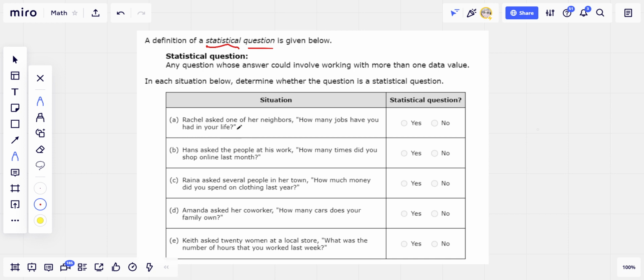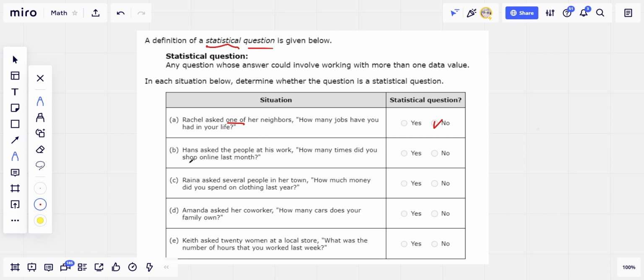A says, Rachel asked one of her neighbors, how many jobs have you had in your life? Now this one right off the bat might be confusing because there's more than one job, but Rachel only asked one of her neighbors. So she's really only getting one number back, right? That neighbor's going to say, I've had 2 jobs or I've had 7 jobs. So that's only one value. It is not a statistical question. If Rachel asked all of her neighbors, how many jobs have you had? Then she'd have a set of data and that would be statistical.